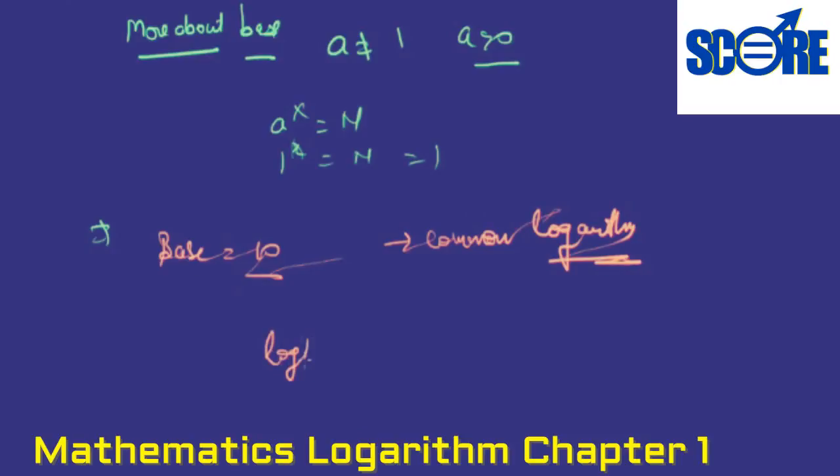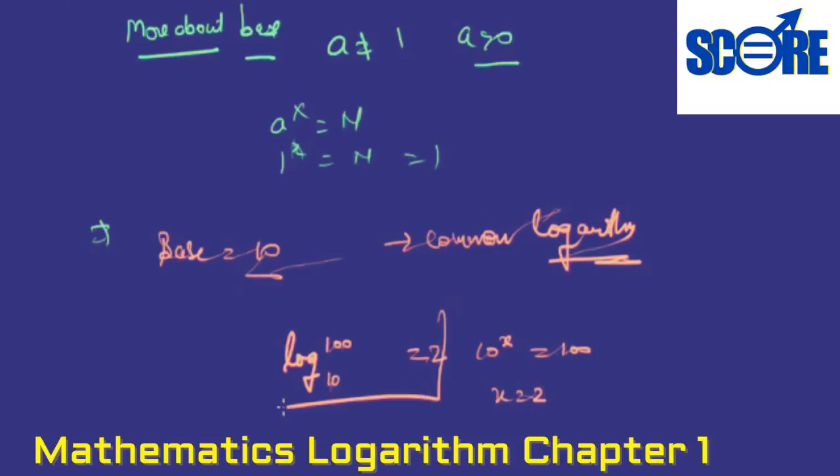Suppose if I ask you log 100, obviously here the base is 10, and 10 raised to power 2 is 100. So if I ask you what is the value of log 100, nothing is given here, so by default the base is 10. 10 raised to power x to get the value 100, x is 2. So here the answer is 2.